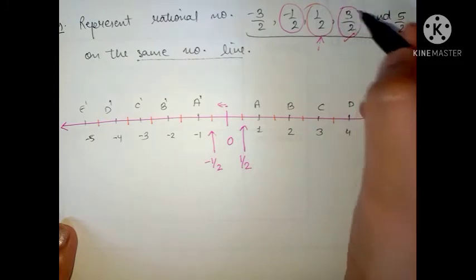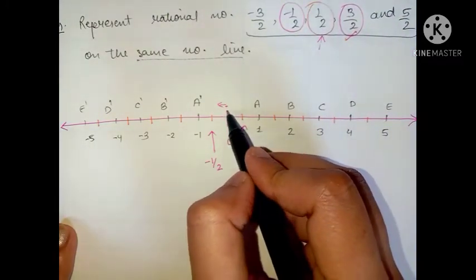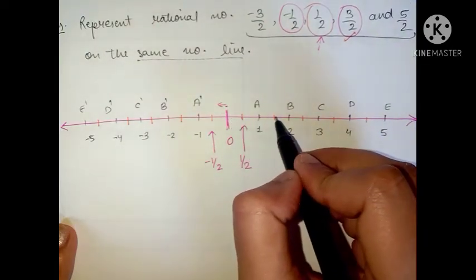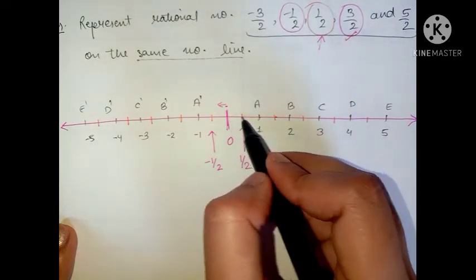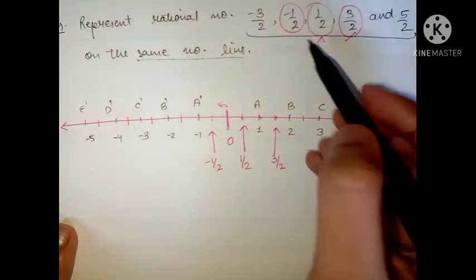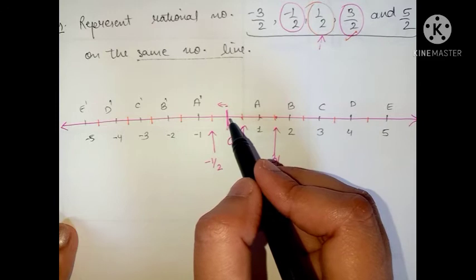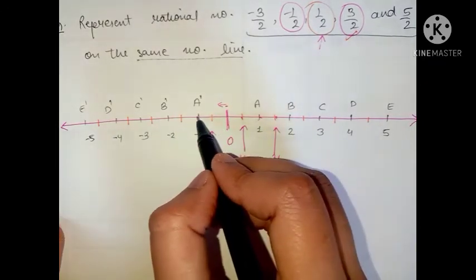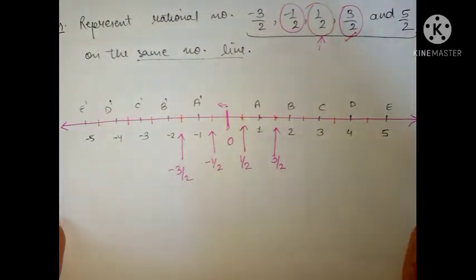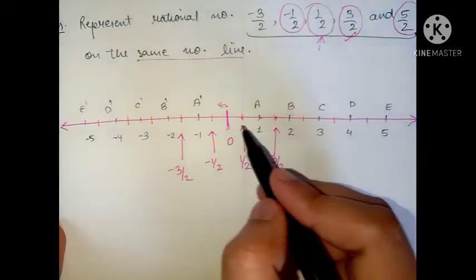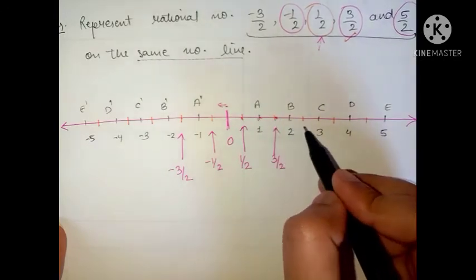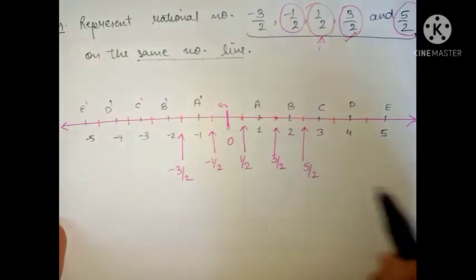Now 3 upon 2. What is this 3 upon 2? So walking distance from the 0 towards right, 1, 2, 3. See carefully what I am doing. 1, 2, 3. So this is 3 upon 2. Similarly, there is minus 3 upon 2. So we have to walk towards left, 1, 2, 3. So this is minus 3 upon 2. We have to do nothing else here. And lastly, we have 5 upon 2. So we have to count 1, 2, 3, 4 and 5. That is, this number represents 5 upon 2.